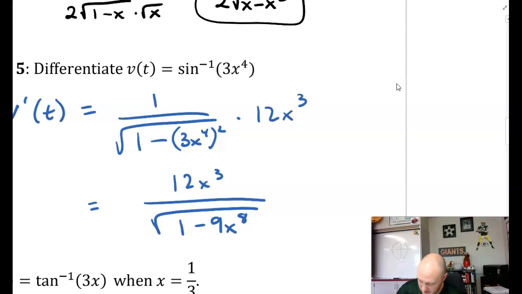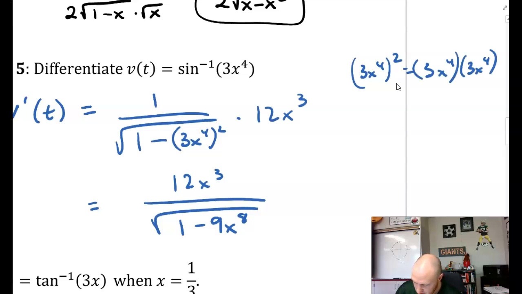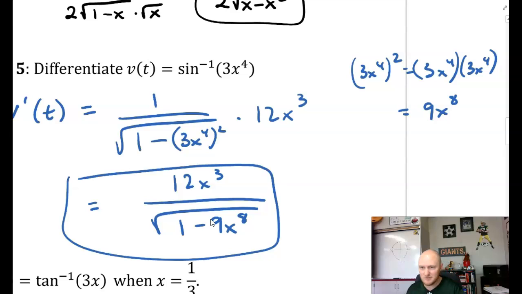Remember that 3x to the 4th squared is 3x to the 4th times 3x to the 4th. So that gives you 3 times 3, which is 9. X to the 4th times x to the 4th is 8. Both of those terms get the exponent, okay? All right.